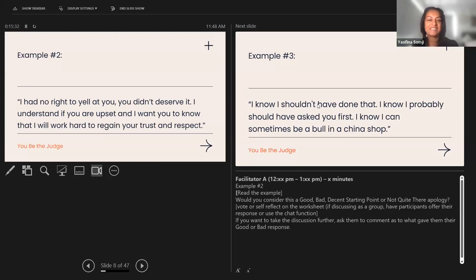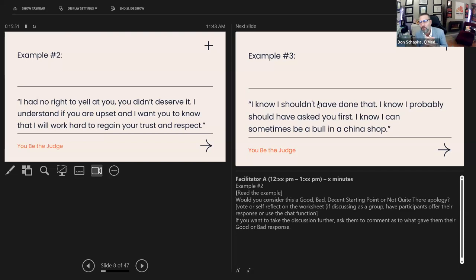Sorry to interrupt, Don. Tracy's indicated, if I'm the Tracy, I didn't raise my hand. So we're good. All right, we're good. We'll just continue. And Vicky's indicated that Vicky thinks that this apology looks good. And at the same time, nobody deserves to be yelled at. It's a very good point.